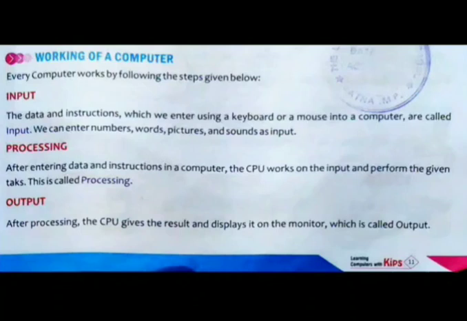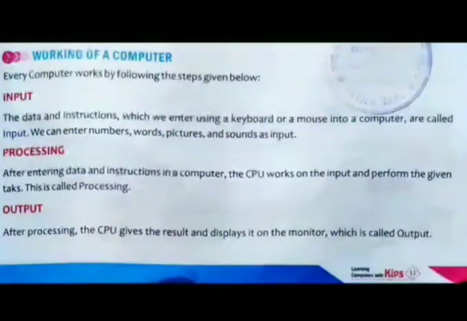Next is processing. After entering data and instructions in a computer, the CPU works on the input and performs the given task. This is called processing. Last is output. After processing, the CPU gives the result and displays it on the monitor, which is called output.